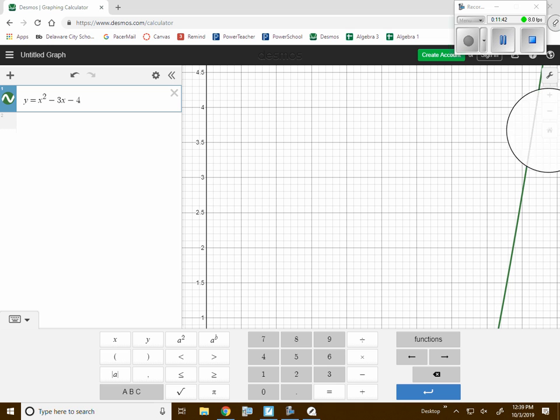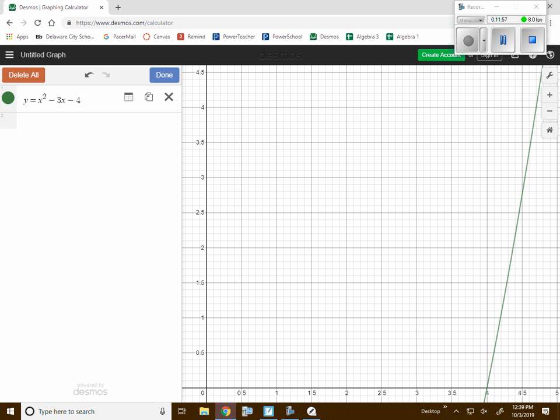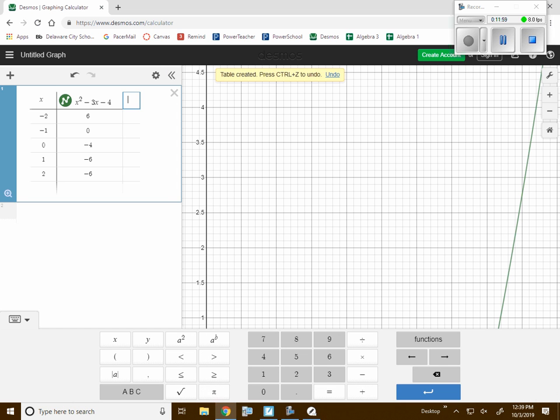Okay, how do I make a table once I have a function in Desmos? Click this little wheel. And then right here is a table, and it'll add a table for you. Whatever numbers you don't have, you can find by typing them in here. So we need -2 and -1, which are on there. We need 1, and then we also need 3 and 4.